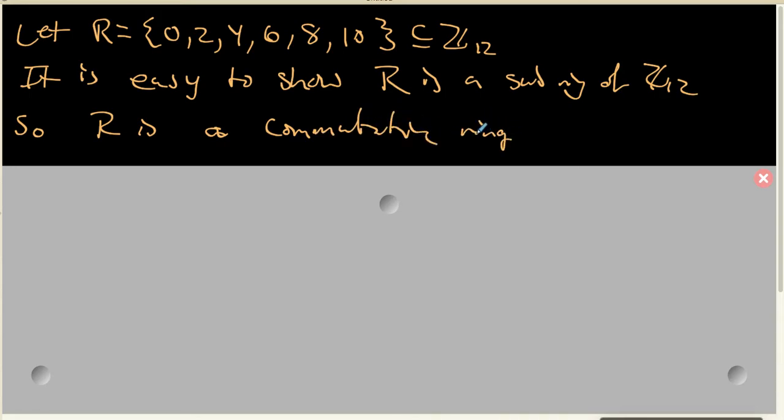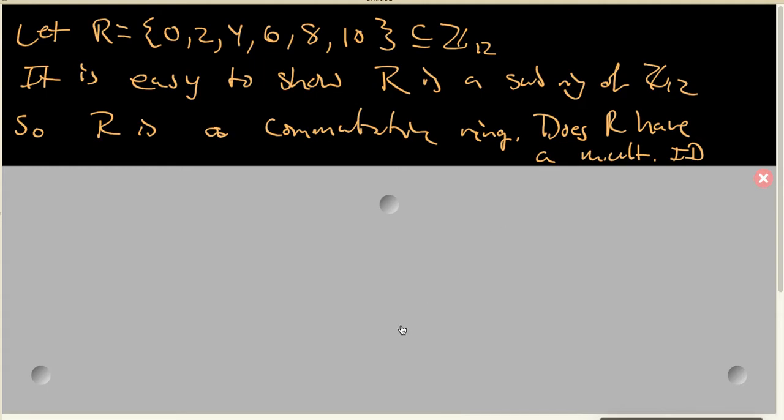Now, what I want to look at is whether or not R has a multiplicative identity element. So, does R have a multiplicative identity? Well, the easiest way of figuring that out is to look at the multiplication table for this particular ring.